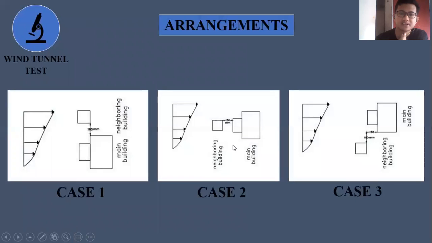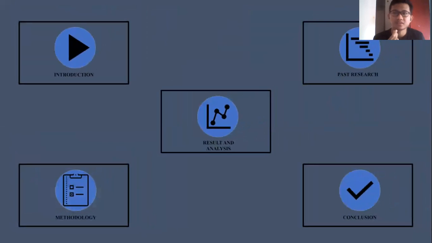The second one, case 2, is when the neighboring building is at the front of the main building, 150 millimeter at the front of the main building. And for case 3, the neighboring building is located 150 millimeter at the side of the main building and 150 millimeter at the front of the main building.